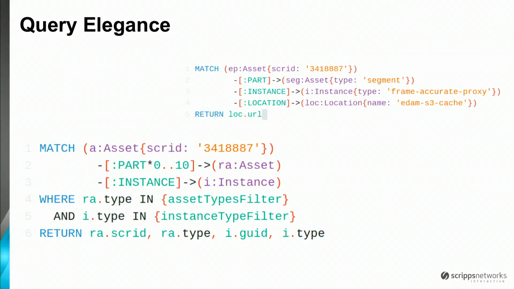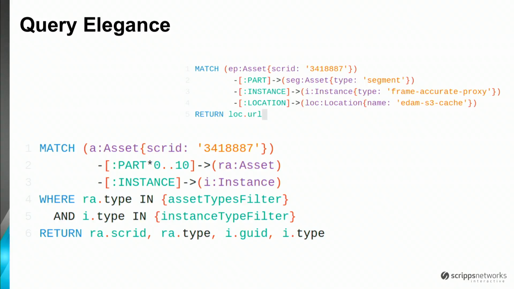So that top right query, we're basically saying, hey, give me the asset that has our SCRID, that's our Scripps identifier. Find me all the segments of it through the part relationship. Find me all the instances of type frame accurate proxy. And find me all of those that are located in our EDAM S3 cache. It's just a system that we have where we're caching things. So it's basically pulling back the URLs for those locations, and we're feeding those into a video player. It's a very simple query.